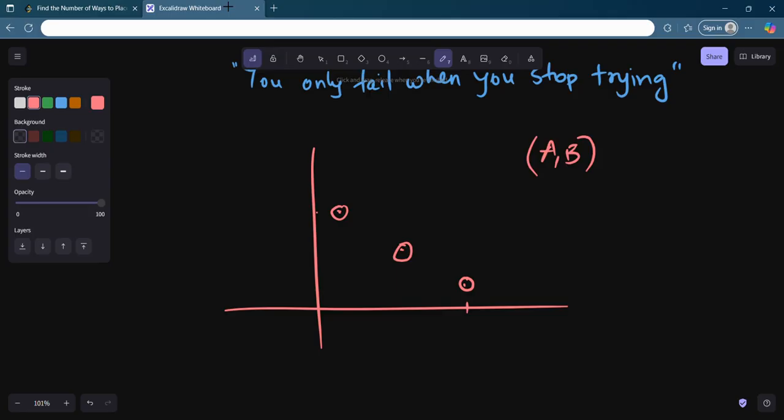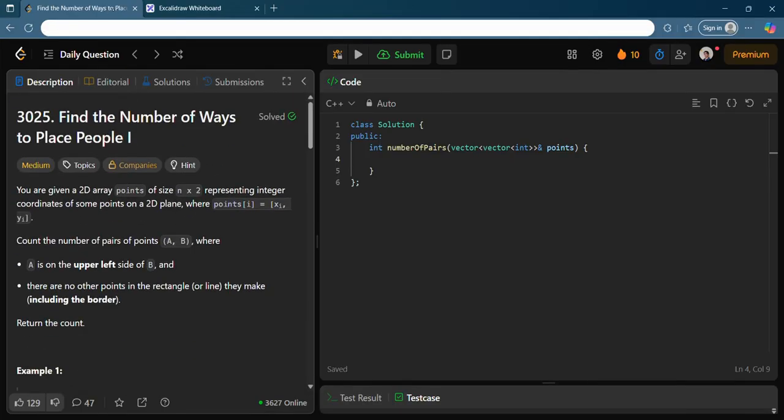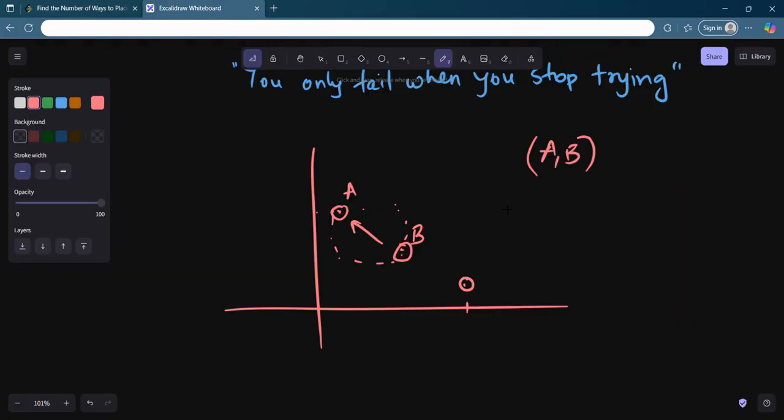So if you consider this point as a and this is b, you see it is lying to the upper left of b, and there are no points in between a and b. That is also a constraint which is mentioned in the question: there are no other points in the rectangle, including the border. So you can consider these as a and b. You can consider these two as a pair of points, as well as this as a and this as b, and a is to the upper left of b.